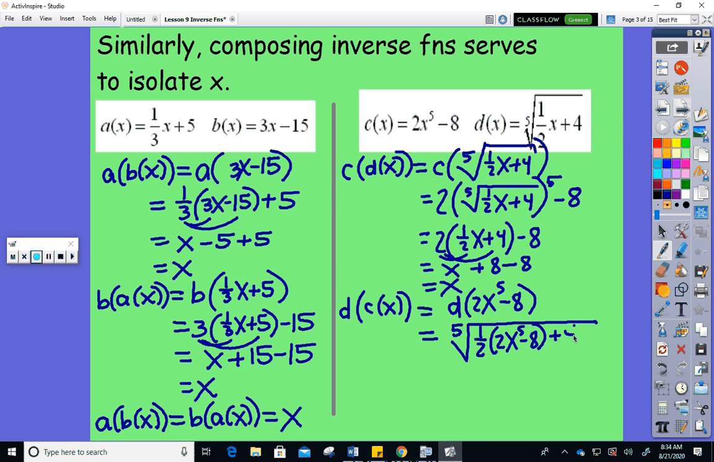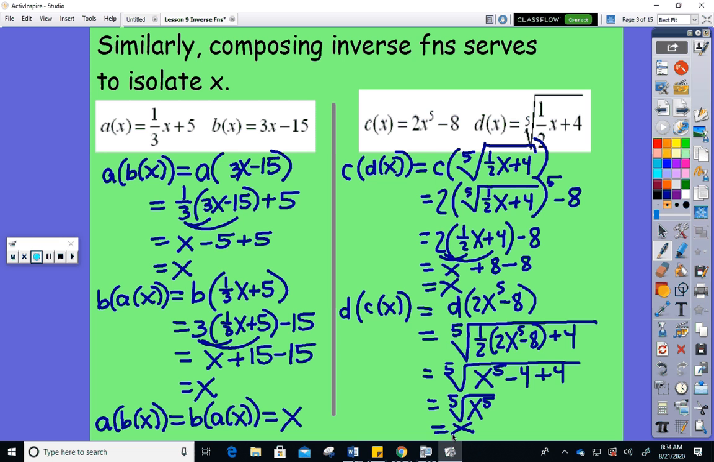And then I need to add 4. So let's see how that works out. Now under the radical, when I distribute the 1/2, I get x to the 5th minus 4. And then I've got that plus 4 at the end. Well, the 5th root of x to the 5th, sure enough, equals x.